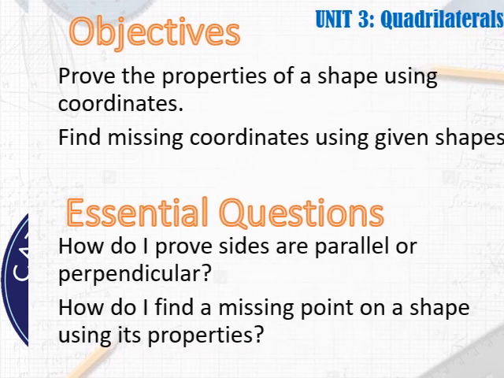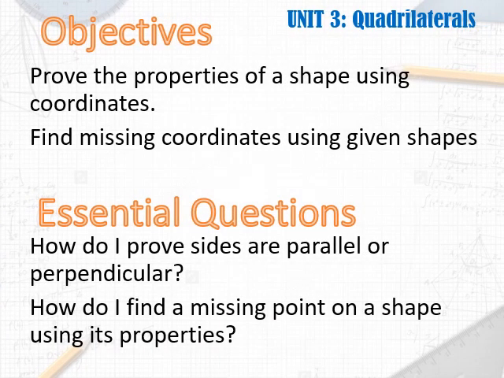All right, so for today, prove the properties of a shape using coordinates. So can we prove that if we're given 4 coordinates that it makes up a parallelogram or a rhombus or a kite or whatever it is? And then say I give you 3 coordinates and say, okay, I want you to find the 4th coordinate that would make this shape a parallelogram. How would you do it? So your essential questions for today: how do I prove that sides are parallel or perpendicular? And then how do I find a missing point on a shape using its properties?